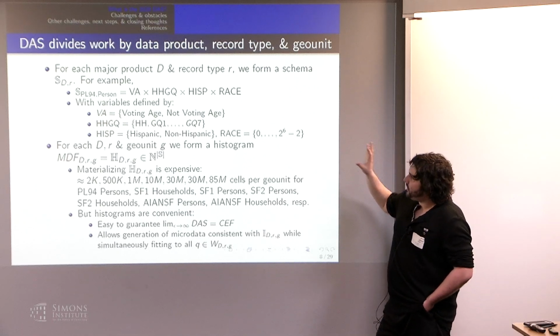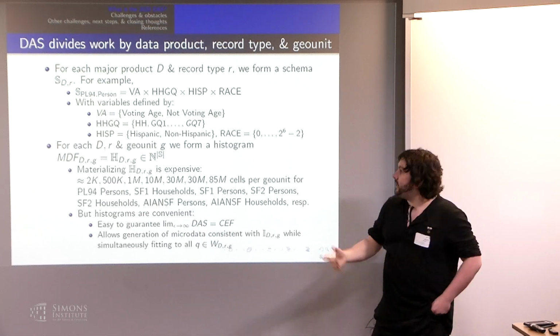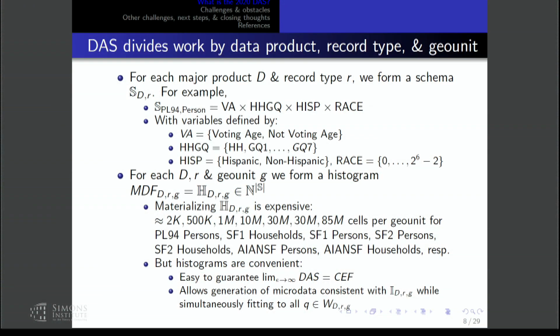Okay, so given this setup, which allows us within a particular data product and record type, we can then focus on an individual geographic unit, again, something like Texas in the set of states. And for that geographic unit, for this current data product, we can express all possible record types we have. We're then going to generate a histogram that represents the microdata that we want to produce for this particular geographic unit.